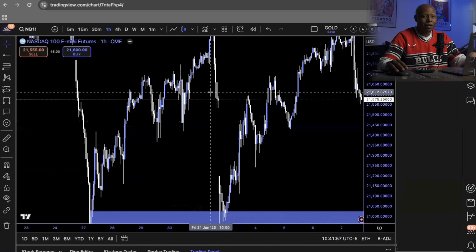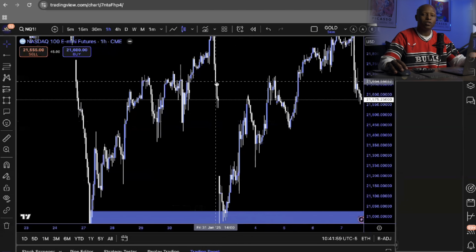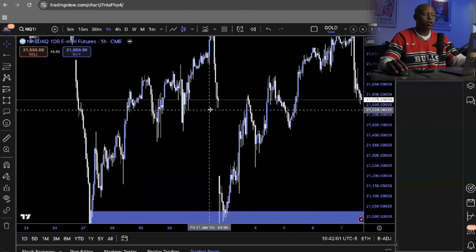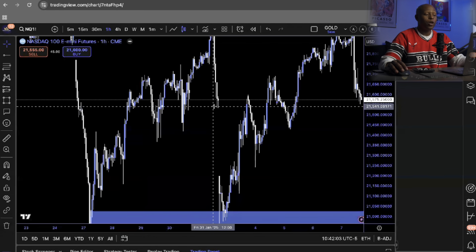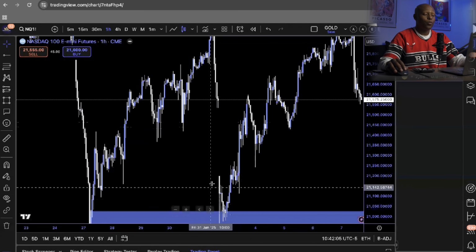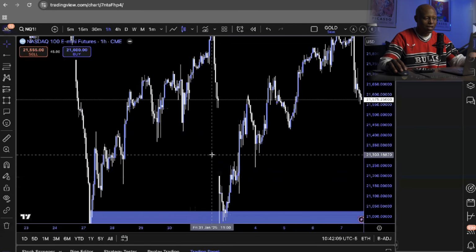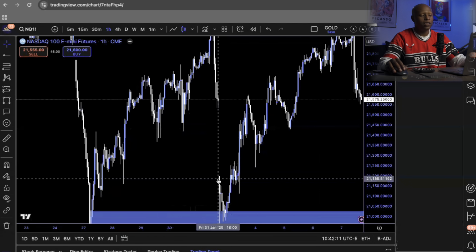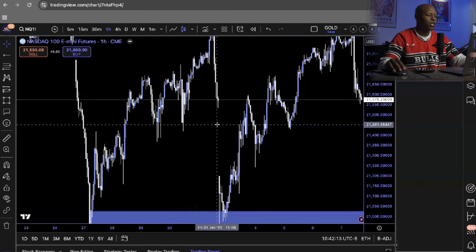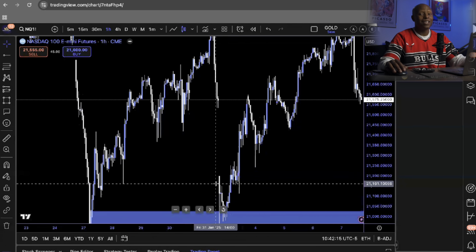And why are these gaps created? These gaps are created because there's so much volume when price closes on a weekend that when we open back up the next week, where price opens up at, the markets have been moving to the downside the entire weekend. And so when we open up with one of these gaps, they get filled.